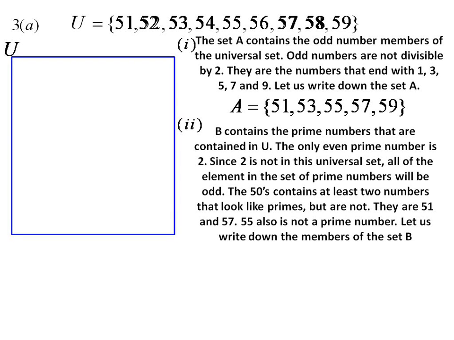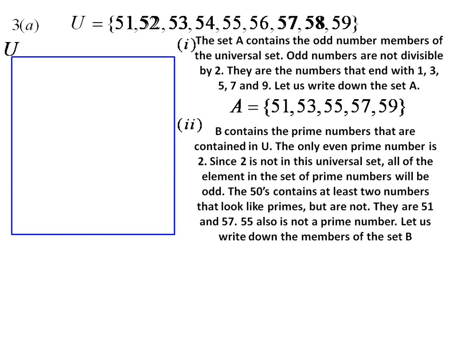Or we may say that the set of prime numbers must be contained in the set of odd numbers. Right. The only even prime number is 2 and it is not there. So all of the prime numbers must also be odd. The 50s contains at least 2 numbers that look like prime numbers but are not. They are 51 and 57. 55 also is not a prime number.